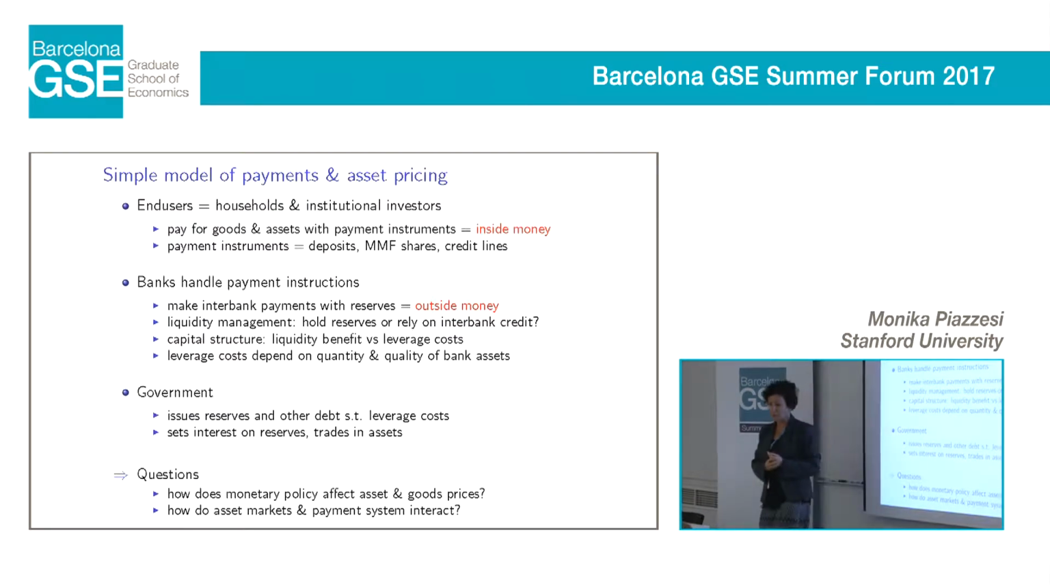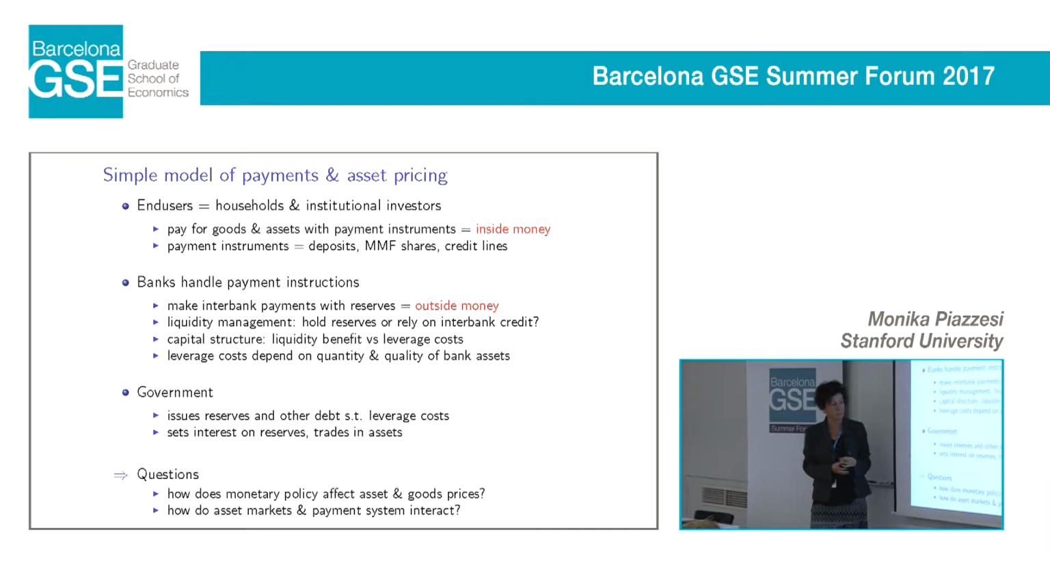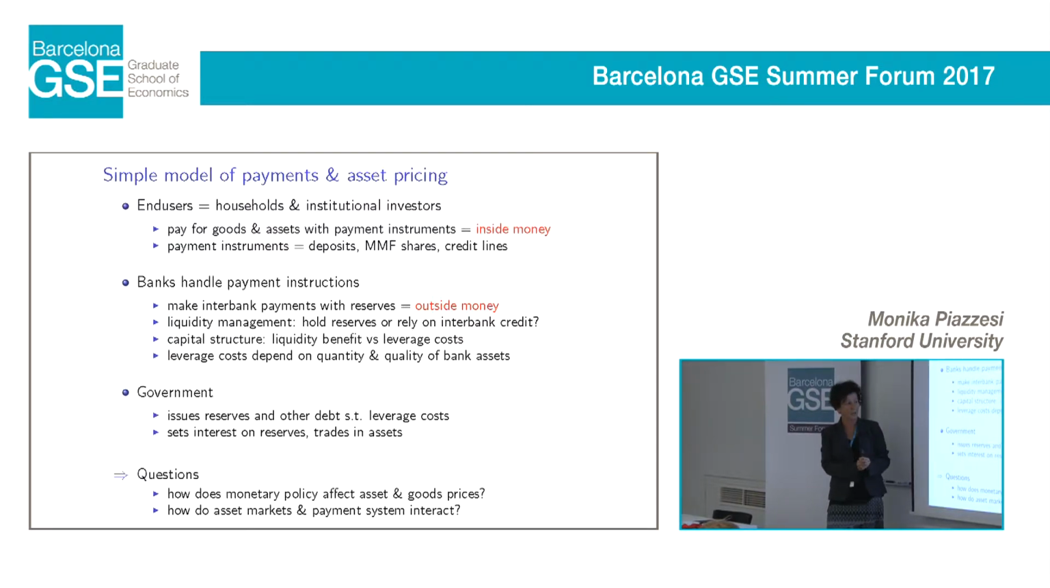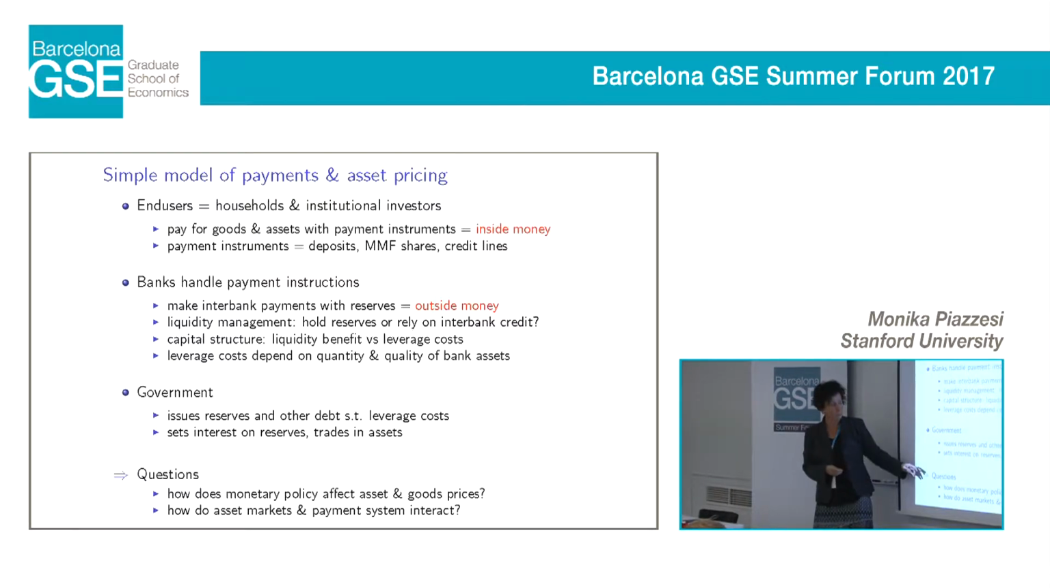And these leverage costs are going to depend on both the quantity and the quality of bank assets that they own. There's going to be a government that issues reserves, the outside money, and other debt. And the government is also going to face leverage costs. And it sets interest on reserves. That's a policy variable. And it trades in all assets. Think about QE. The questions we want to address in this simple setup is how does monetary policy affect asset and goods prices? And how do asset markets and this payment system interact with each other? Those are the questions we want to ask.